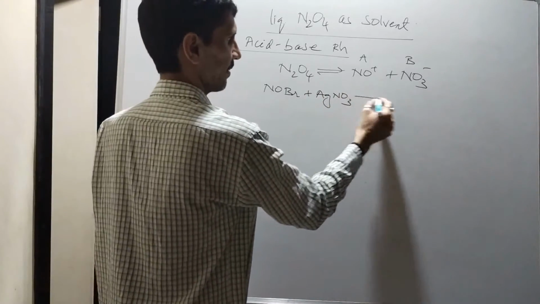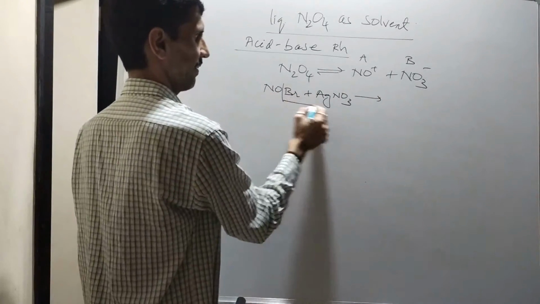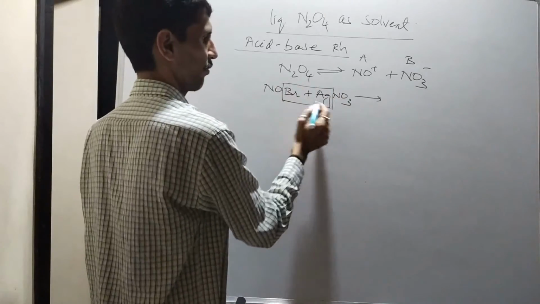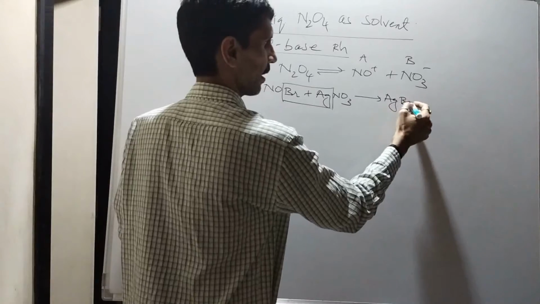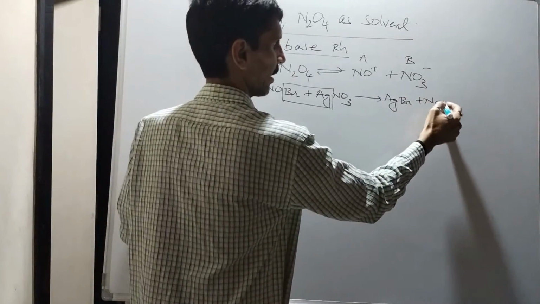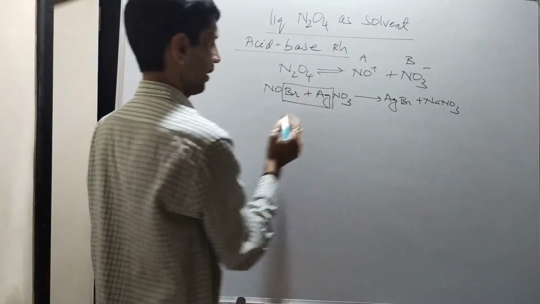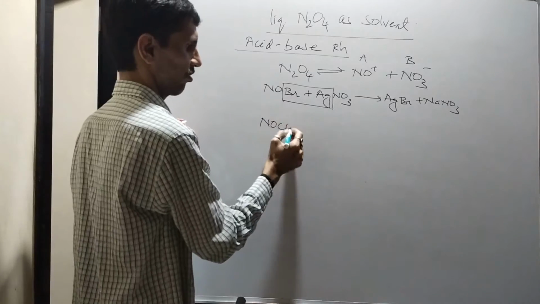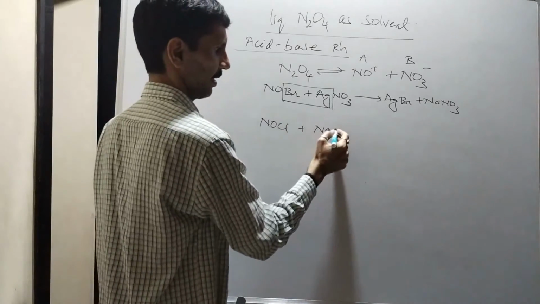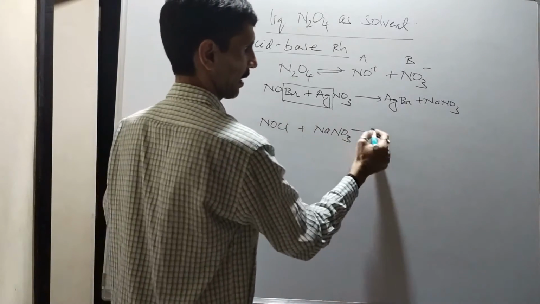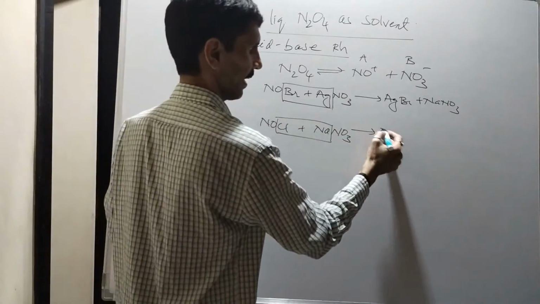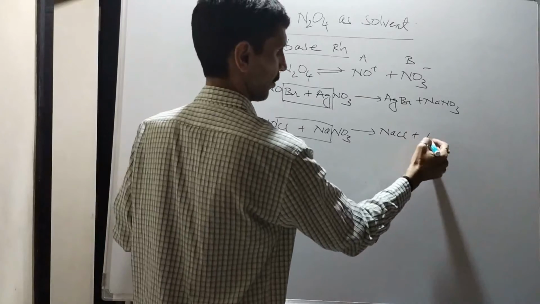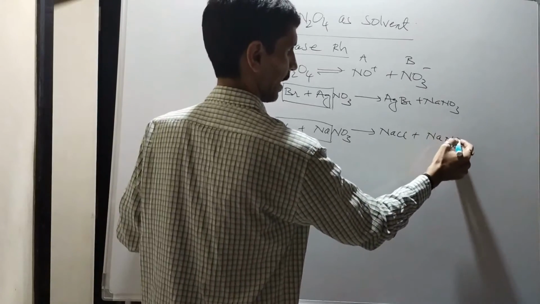Let us consider this. So Ag and Br will form bonds with each other. So you get AgBr and plus you get NaNO3. Similarly, if I talk about say NOCl and I treat this with NaNO3, then it results in the formation of NaCl and you get NaNO3.